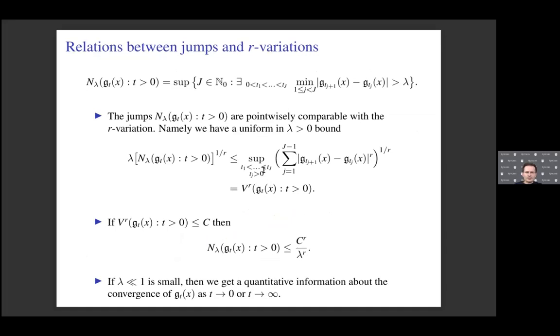So we can see that, first of all, it's not difficult to see that we have the following pointwise bound between r-variations and lambda jumps. And now we see that if this quantity is finite, then the number of jumps cannot exceed some constant multiple divided by lambda to the power r. So when lambda is smaller than one, we get quantitative information about the convergence of the underlying sequence. So that's the important benefit of studying the r-variations and lambda jumps.